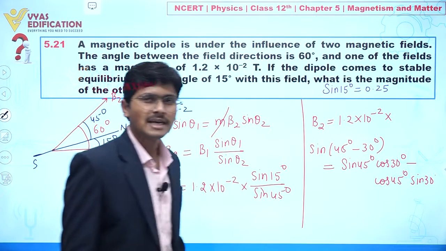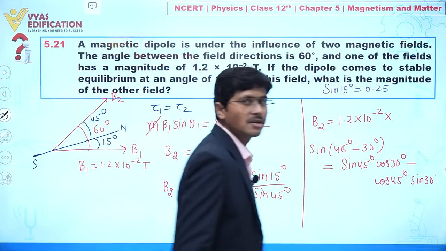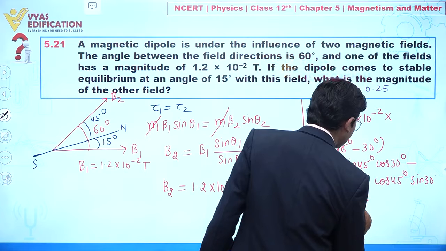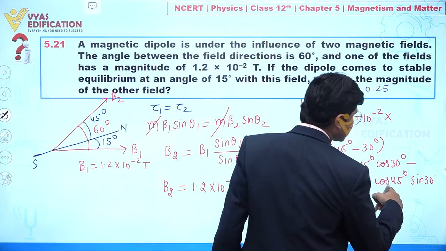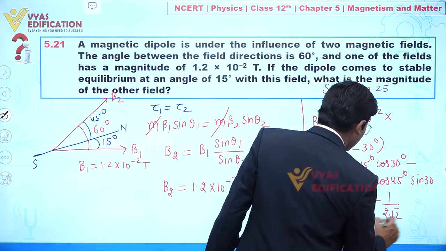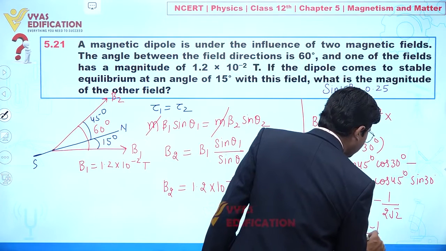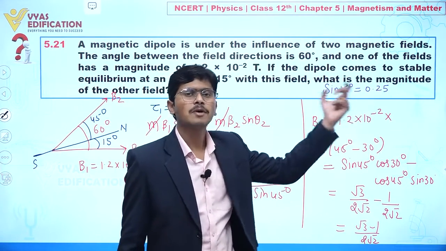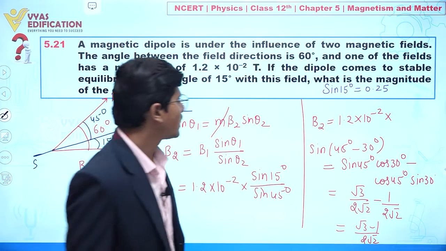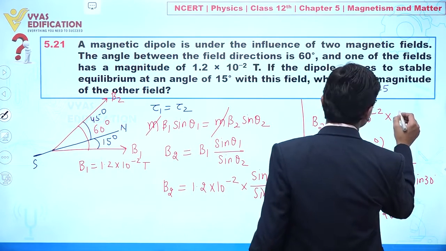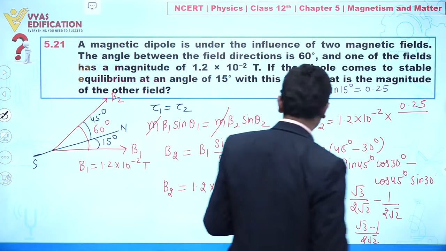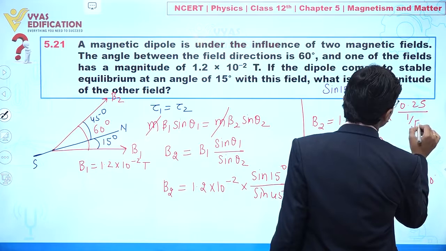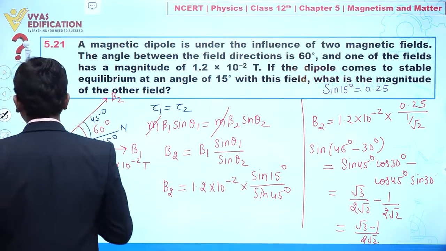So directly, cos 30 equals root 3 by 2. So this is equal to root 3 divided by 2 root 2, minus 1 upon root 2 times 1 by 2. If you solve it, root 3 minus 1 divided by 2 root 2, approximately this comes out to be 0.25. This is divided by sin 45, which is 1 by root 2. Now we just have to calculate the value of B2.